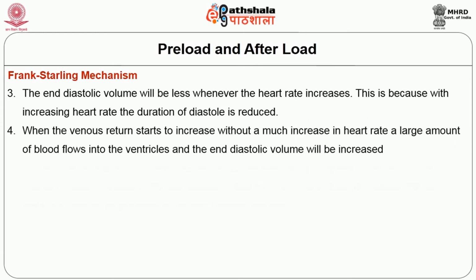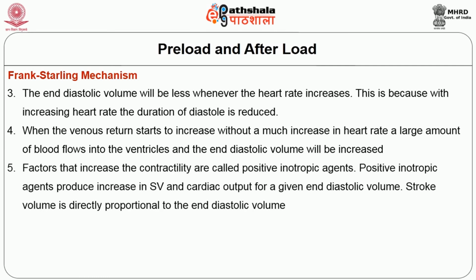When the venous return starts to increase without much increase in heart rate, a large amount of blood flows into the ventricles and the end diastolic volume will be increased. Factors that increase the contractility are called positive inotropic agents. Positive inotropic agents produce an increase in stroke volume and cardiac output for a given end diastolic volume. Stroke volume is directly proportional to the end diastolic volume.